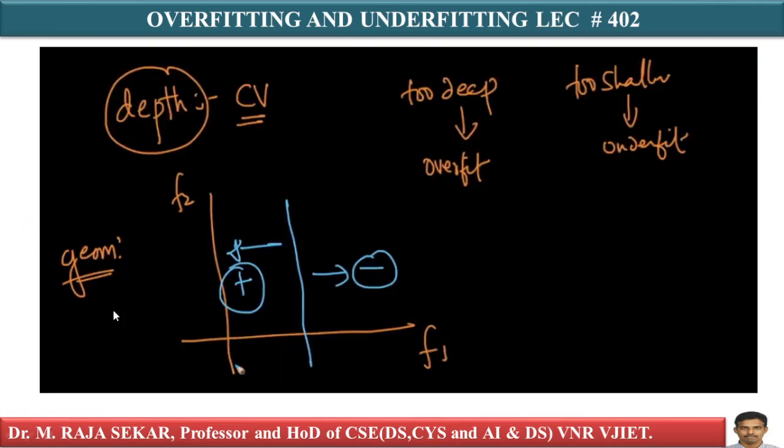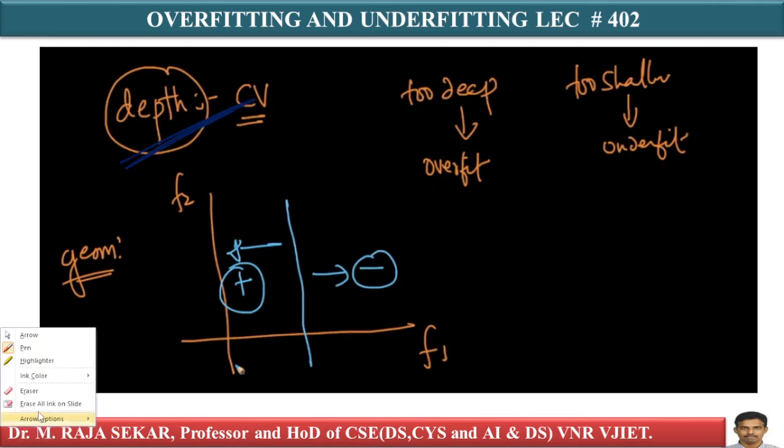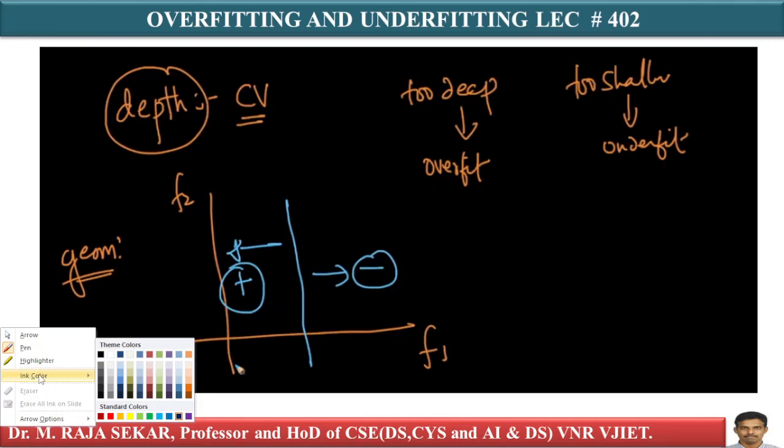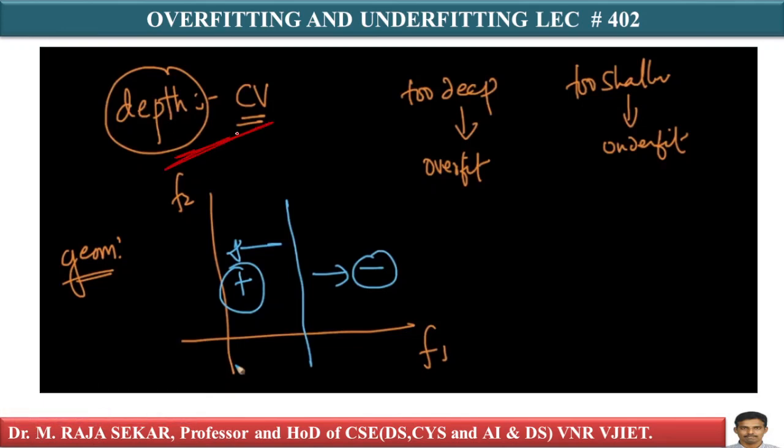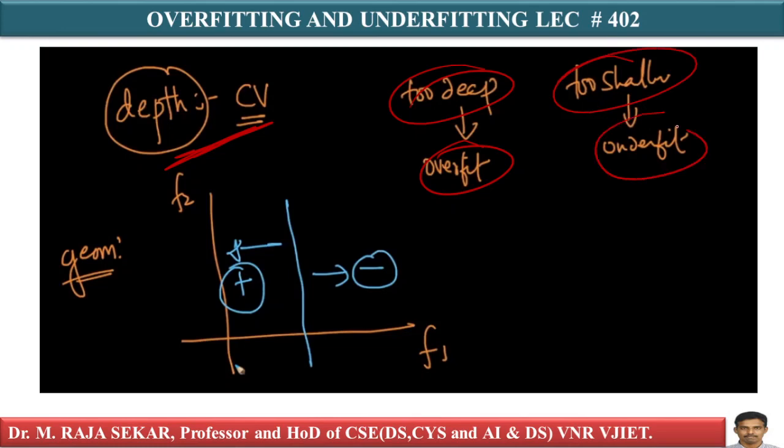Geometrically speaking, what does it mean? Depth can be calculated by using cross validation. Too deep means overfit, too shallow means underfit. Geometrically, what does a tree of depth 1 mean? Let me say this is my feature 1. This is my feature 2.